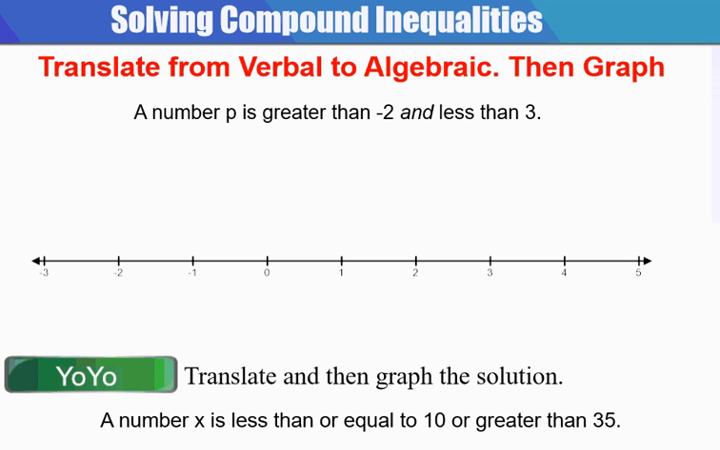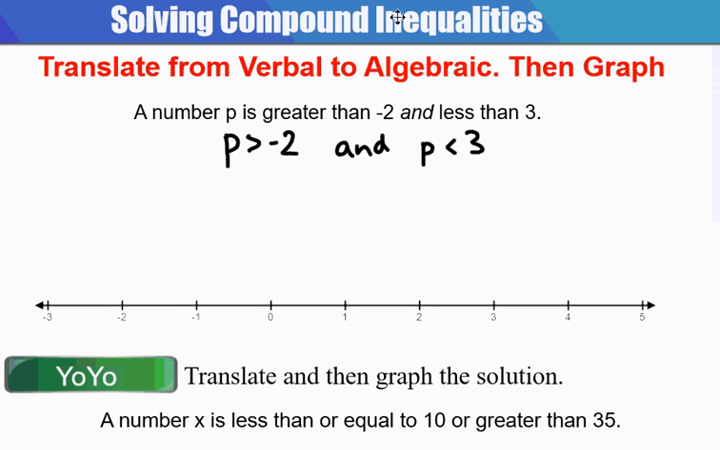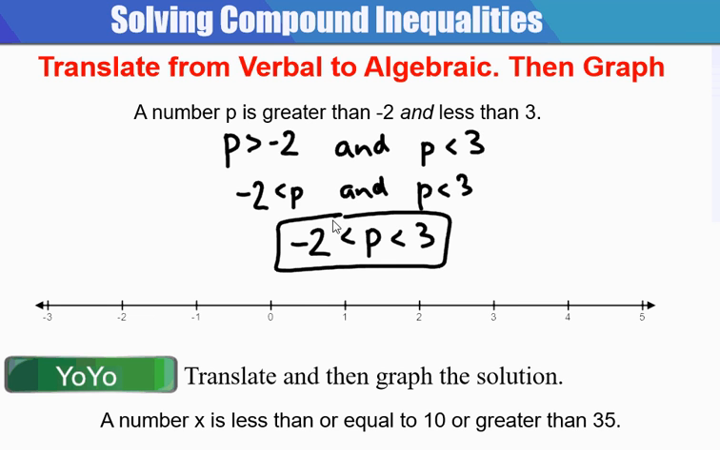First thing we're going to practice is just translating from English to math and then graphing. So first example says a number p is greater than -2 and less than 3. So I'm going to write this out the long way and then do the shorthand. So p is greater than -2 and p is less than 3. So that means p is somewhere between -2 and 3. I could write this the shorthand way by saying that -2 is less than p and p is less than 3. And if I notice, these p's in the middle are kind of redundant, so I could write the final statement as saying that p is somewhere in between -2 and 3.